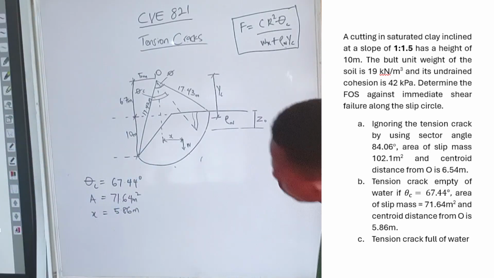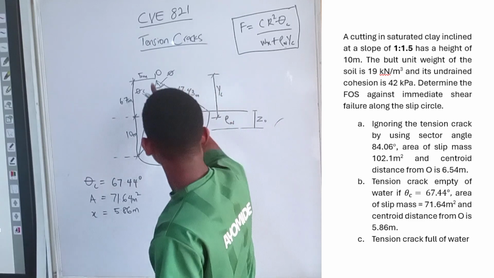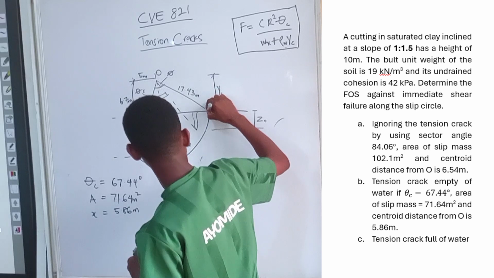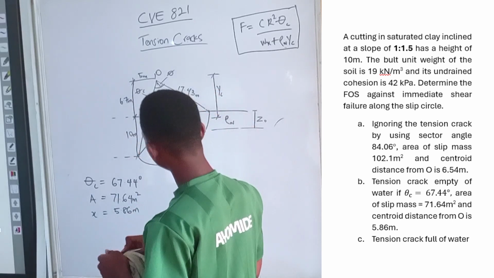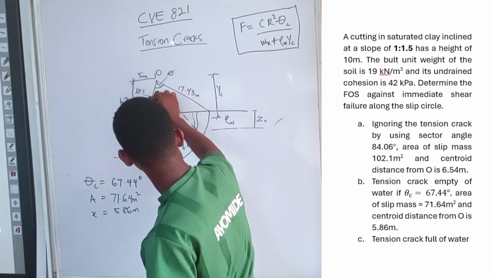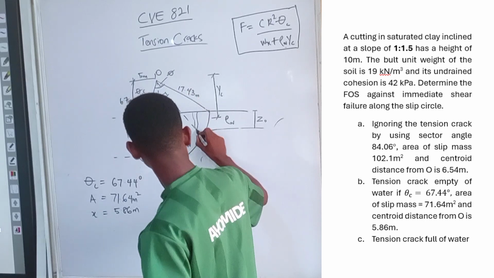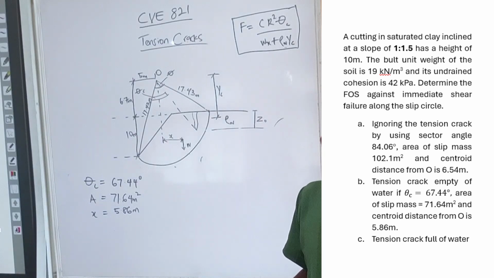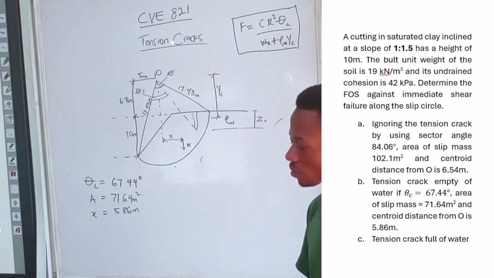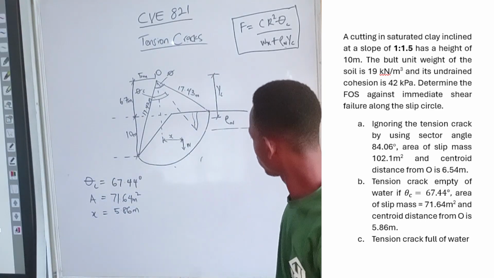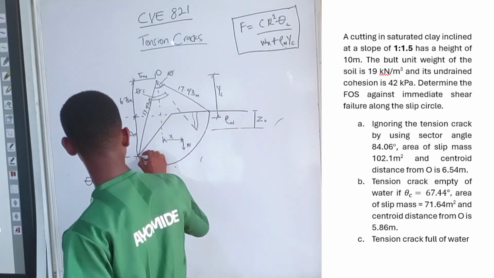Now from the diagram, initially it was from here to here, from this whole part to the end of the slip circle. But because we are now considering the tension crack, the area has changed. The new angle is now between this place and the end of the crack. Since the angle has reduced, the area will also reduce. It moves up to the crack, and we indicate it with a dotted line.